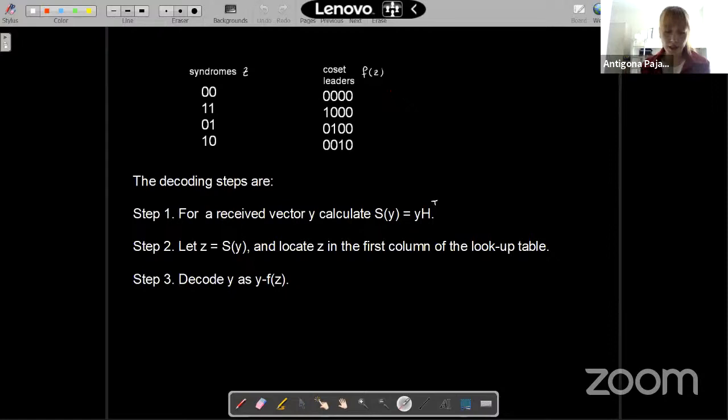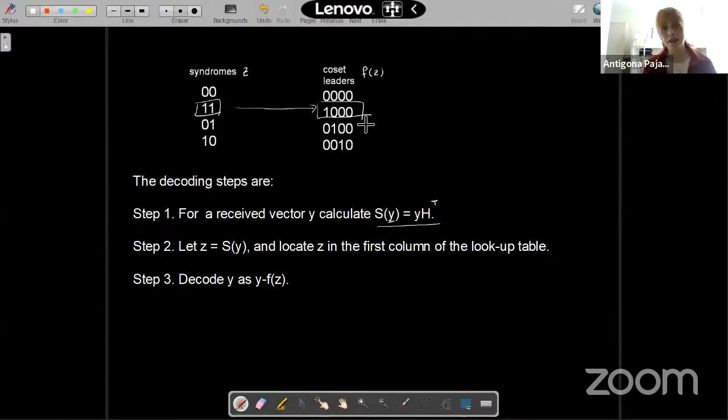And what are the decoding steps? Step 1, for a received vector Y, we calculate its syndrome. When we calculate the syndrome, we locate it in this first column, and then we decode by taking the difference of Y with the F of Z here. So for example, we have a received vector Y and its syndrome is this one. Then we just go here, and the decoded vector will be Y minus this coset leader, and then we will find the code word.